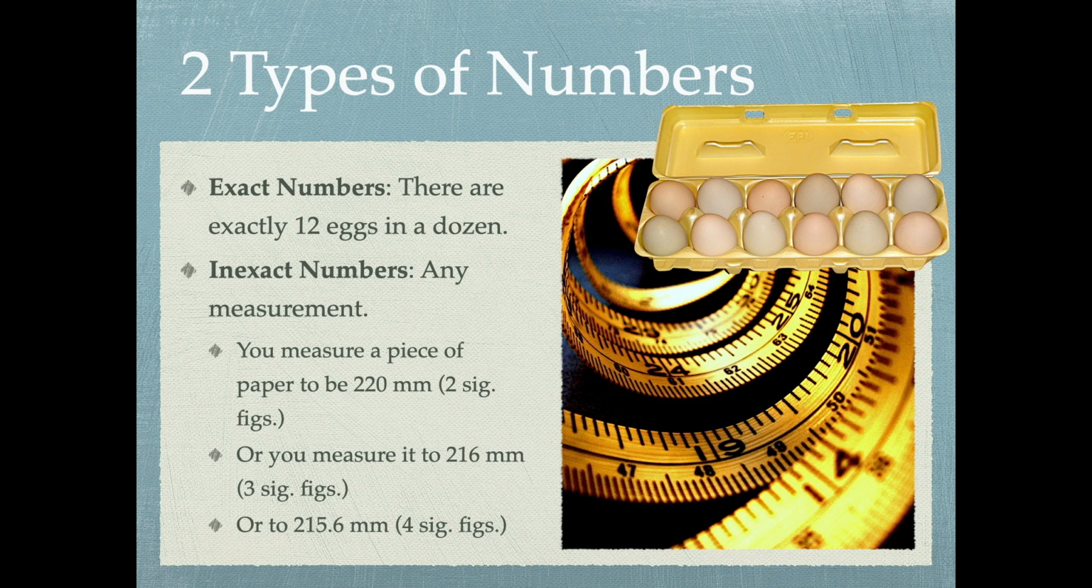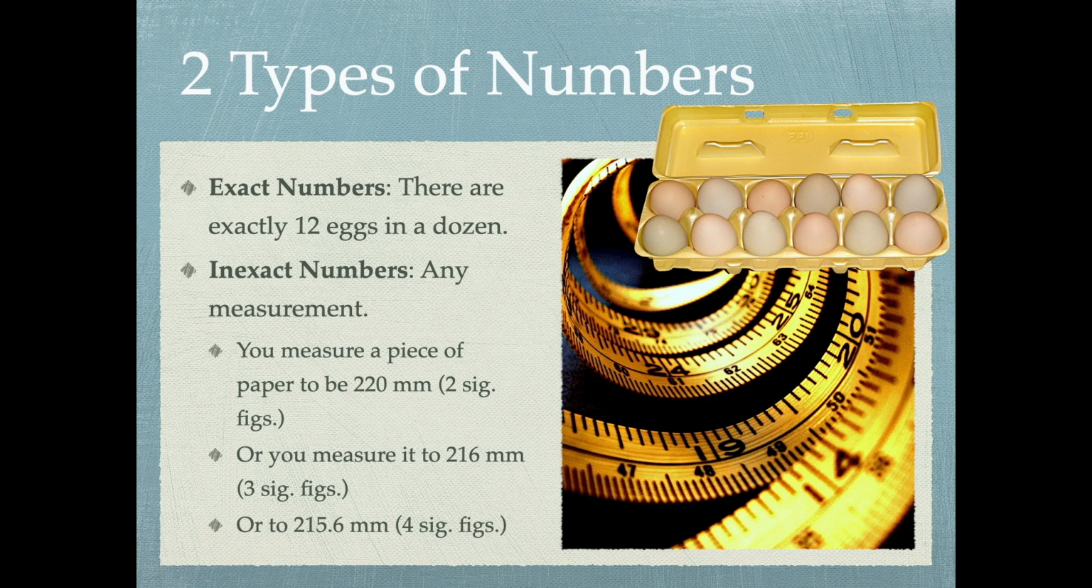Let's say you measure a piece of paper to be 220 millimeters. Okay, that's technically two significant figures. The 2 and the 2 are significant. The 0 in that number is not significant. We'll see why in just a second. You could also measure a piece of paper to be 216 millimeters. That contains 3 sig figs. Okay, there's 3 significant figures there, the 2, the 1, and the 6.